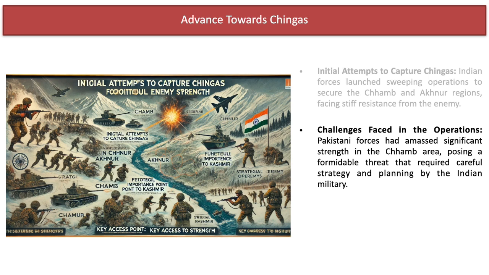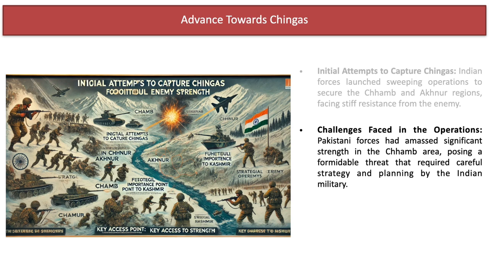The Chamb area was a vital strategic point and both sides knew it. For the Pakistani forces, holding Chamb was crucial for maintaining their defensive lines and controlling key routes into Kashmir. They had fortified their positions heavily, bringing in substantial troop reinforcements, artillery and supplies.